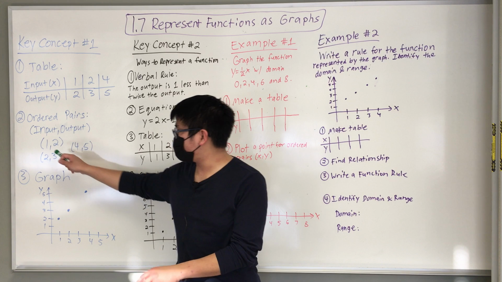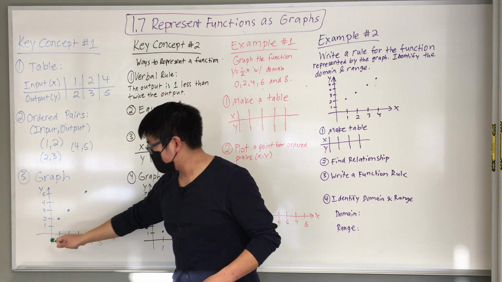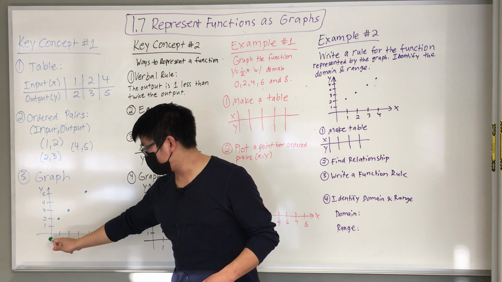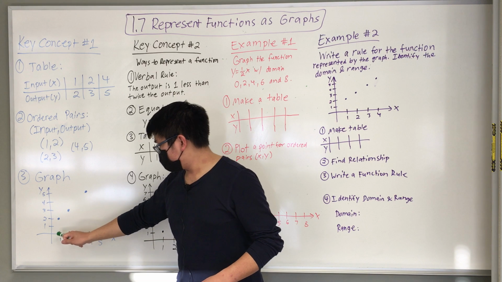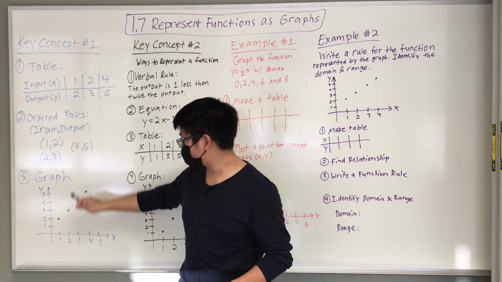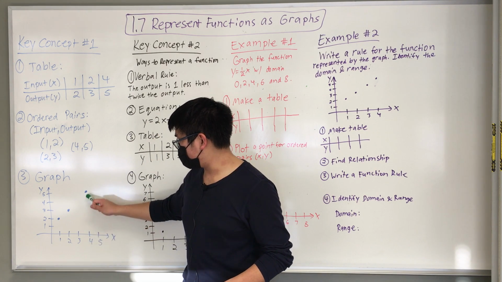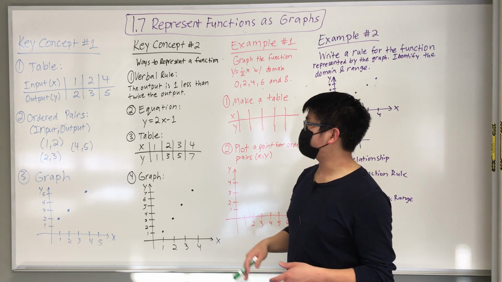What does plot mean? We have x and y. So that's 1, 2. We're going to go over 1 first for x, and then up 2. Then the second one, we're going to go over 2, and then up 3. And this one, the last coordinate, we're going to go over 4 and up 5. Right? So not too bad. So let's jump into the second key concept here.